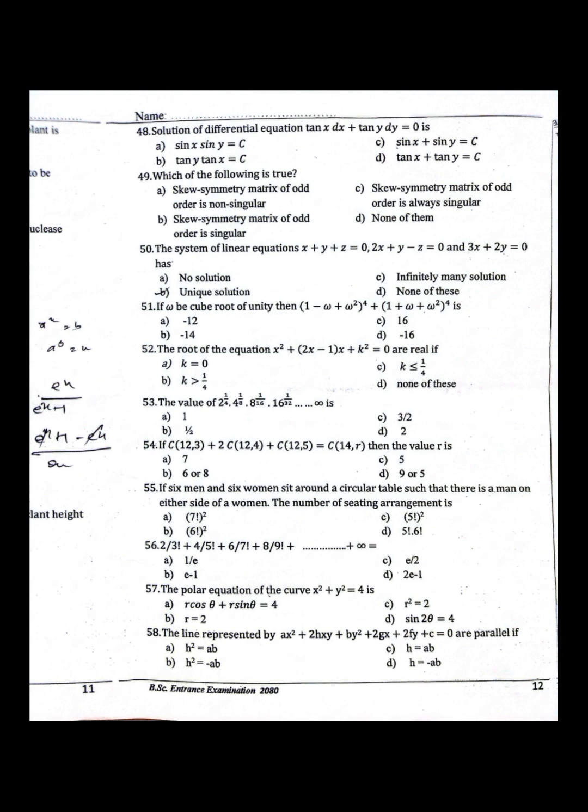57. The polar equation of the curve x square plus y square equal to 4 is: A, r cos theta plus r sin theta equal to 4; B, r equal to 2; C, r square equal to 2; D, sin 2 theta equal to 4.